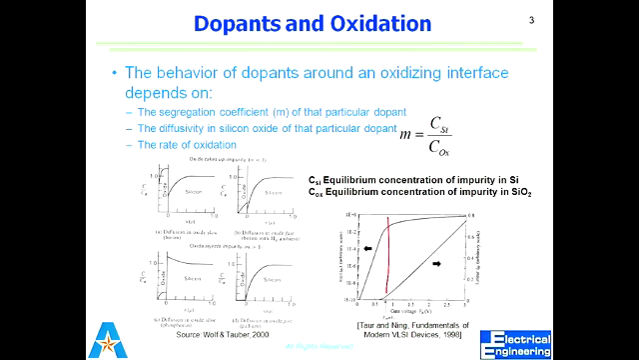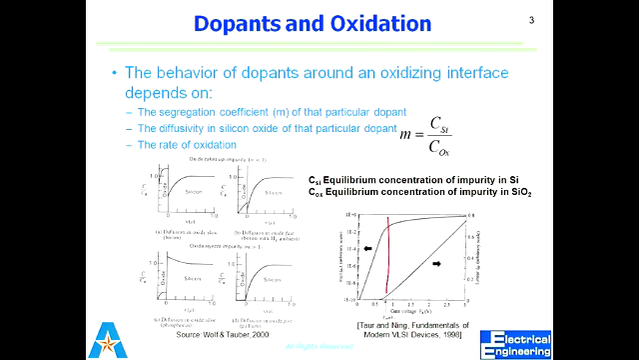Okay, so I said that the dopant concentration, or the impurity concentration, at the surface of silicon does not remain constant during the oxidation process. So what should be the reasons, what should be the causes that make this dopant redistribution at the surface? Okay, so these are the three reasons that have been put on the slide as well.